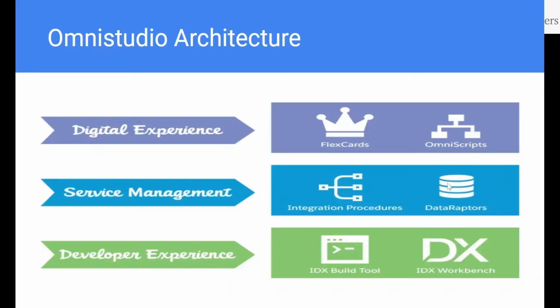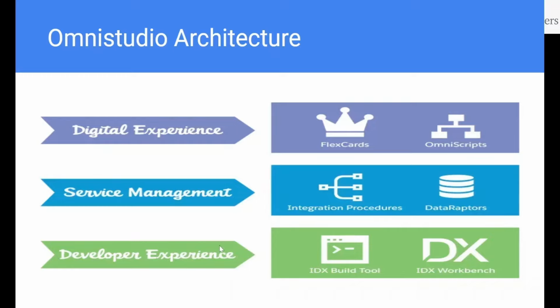It does that via the data raptors and integration procedures, which deliver data to and from the UI components. Meaning in the Omniscript, suppose you're having something as an input and on the basis of the input, you want some data from your database. So the Omniscript will call the data raptor or the integration procedure, which in turn will send back the response to the Omniscript, with the required data. So that is how your experience layer and the service management layer will interact with each other.